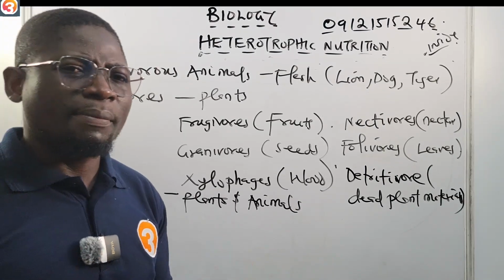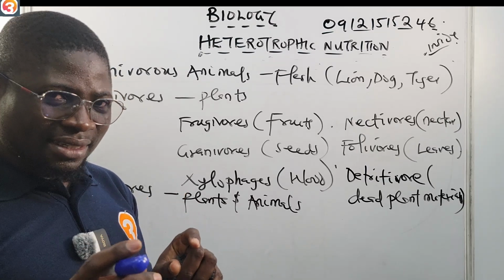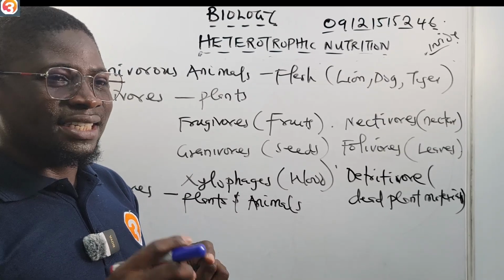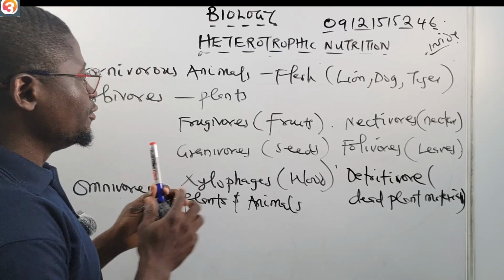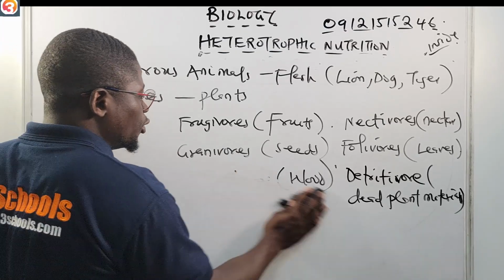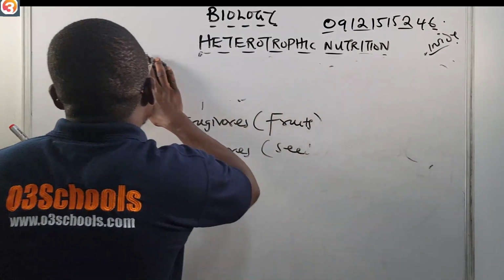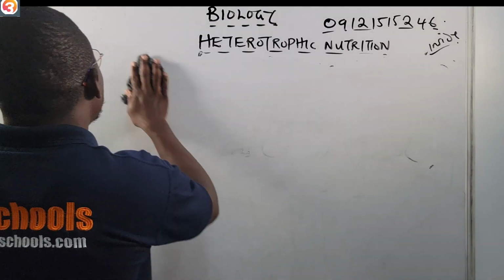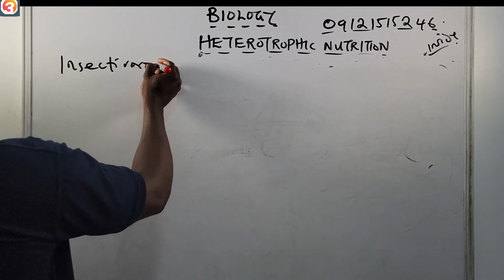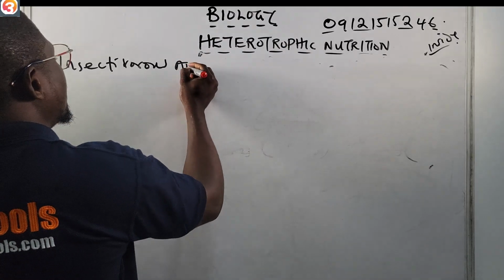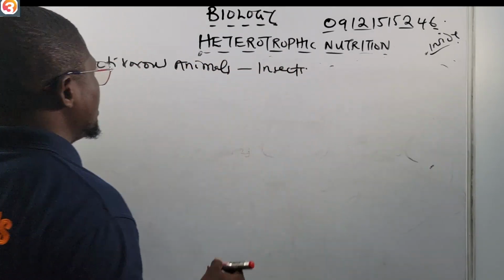Then, of course, we'll talk about insectivorous animals. Insectivorous animals are animals that feed on insects. Those ones, they feed on insects. Let's look at those ones. They feed on insects.